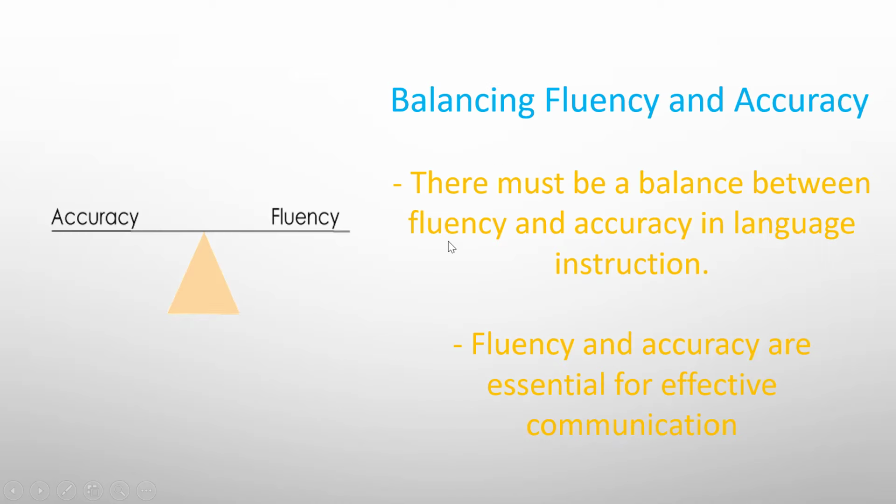So there must be a balance between fluency and accuracy in language instruction. Fluency and accuracy are essential for effective communication. The teacher must focus on both, or have a balance between them. For example, if it is a reading class or speaking class, you would allow the students to speak fluently without stopping them, even if they have some mistakes. The focus here is on fluency.